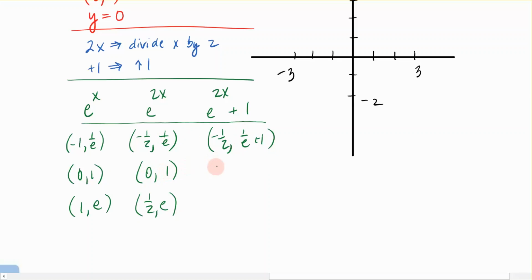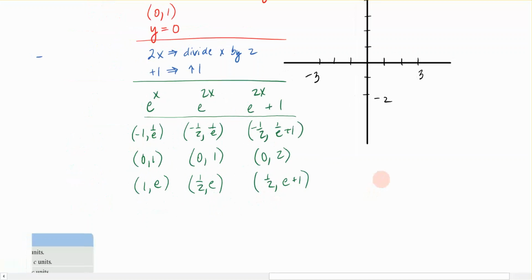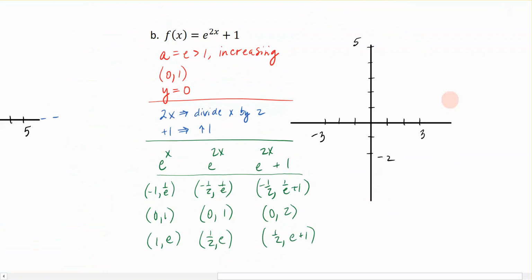I'm going to do that here for the second pair. X stays the same, but y becomes 2. And for the third, I have 1/2 and e plus 1. Now I can estimate what these values are in this last set of ordered pairs pretty easily in my head, so that's why I left them as they were. Now let's go try to graph this thing.